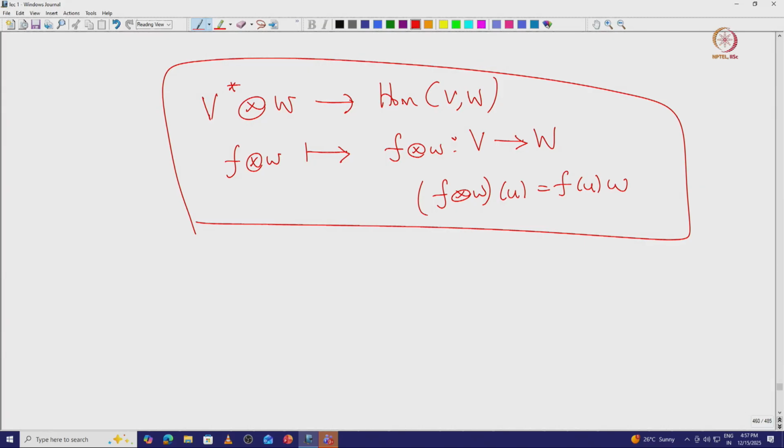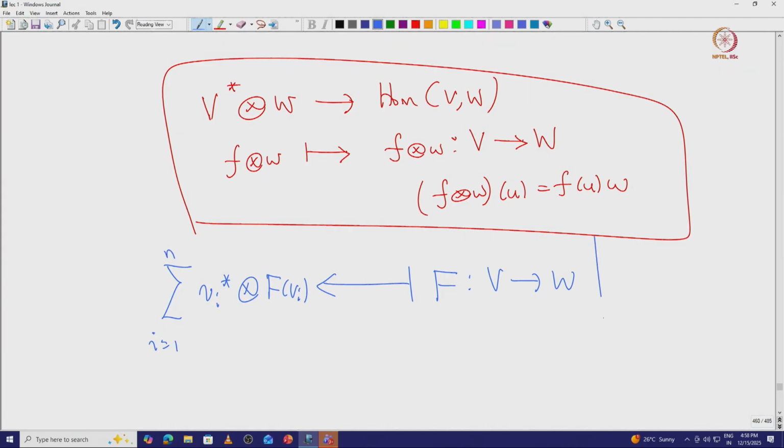We are going to check this map is indeed an isomorphism, and it is easy to check this is a linear map that actually comes from the universal property. We can actually define the inverse map explicitly. If I start with some f from V to W, which is C-linear, then we can simply map that to the summation of v_i star tensor f(v_i), where i ranges from 1 to n. So, what is this v_i star?